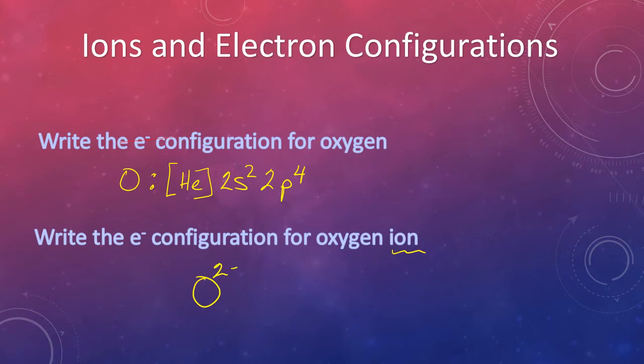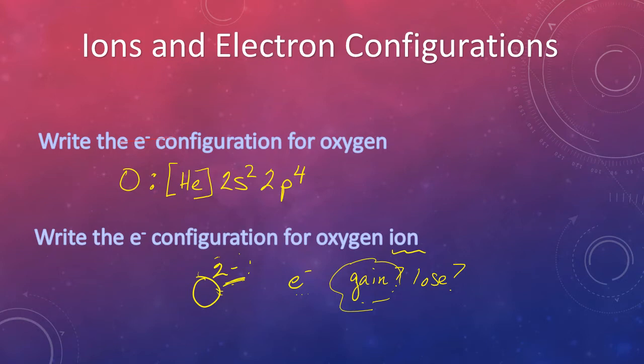Well, what does this -2 mean? It's all about the electrons, of course, because chemistry is all about the electrons. So for oxygen, did it gain electrons, or did it lose electrons? Well, if you said gain, you are correct. Yay! It gains electrons. How many does the oxygen ion gain? Well, it gains 2.